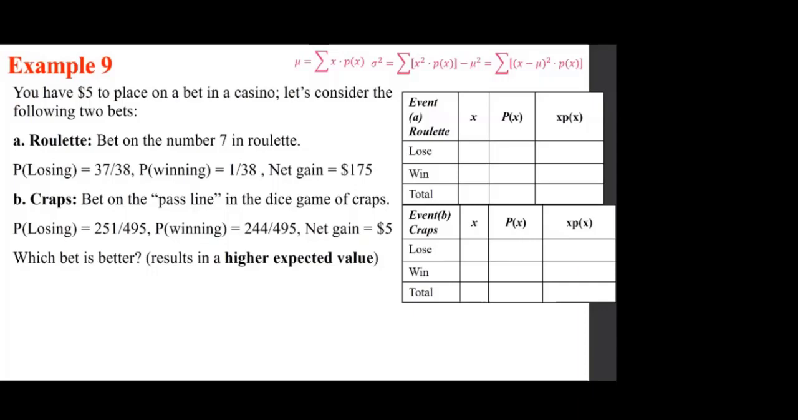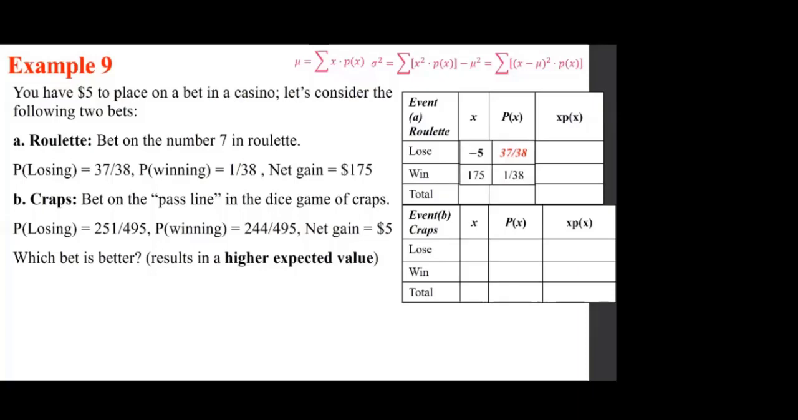B, craps. Bet on the pass line in the dice game of craps. Probability of losing is 251 over 495. The probability of winning is 244 over 495. Net gain is $5. Which bet is better? Which one has better expectation, E of x or mu? That's the idea behind the question. We are going to look at the two events, and we're going to put in the information that we have. So all we have to do, what is x, what is p of x? For the first one, losing is at -5.